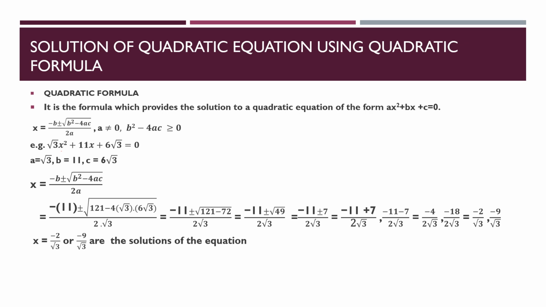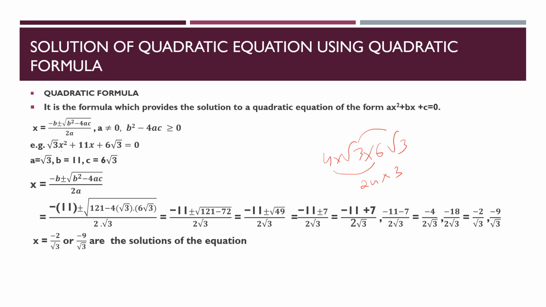Now substitute the values. b is 11, so minus 11 plus or minus root of b square. b is 11, so 11 square is 121, minus 4ac. 4 into a, which is root 3, and c is 6 root 3. So 4 into 6 we get 24, and root 3 into root 3 is 3, so you will get 72. In the denominator we have 2 into a, that is 2 into root 3, 2 root 3. Now in the numerator we get minus 11 plus or minus the root of 121 minus 72, which is 49, and when you take the root you get 7.